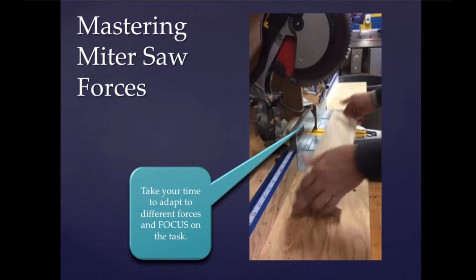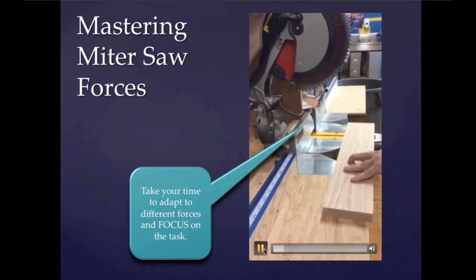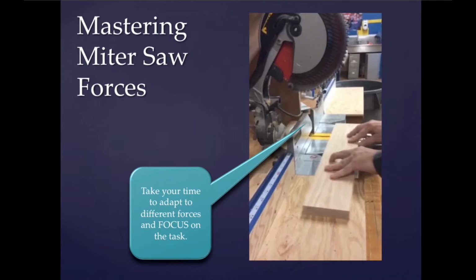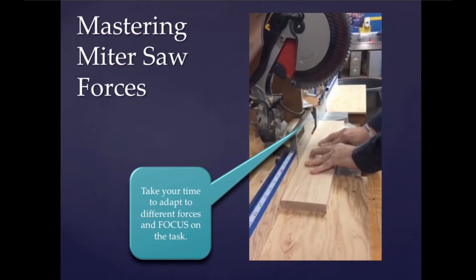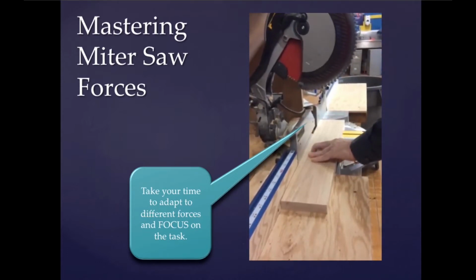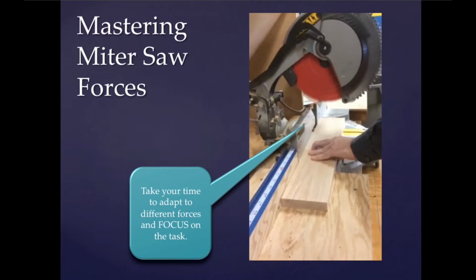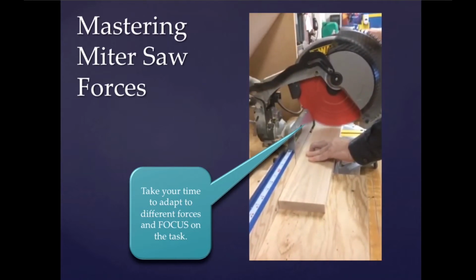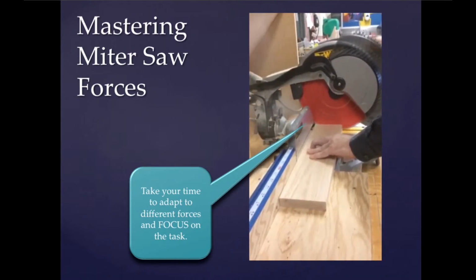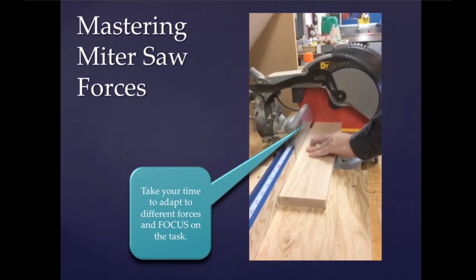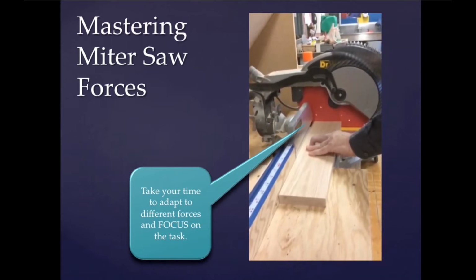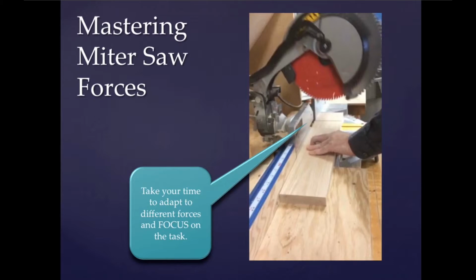Let's see how a master handles this. Remember that rough board that we had in the beginning? This is that same piece of red oak. See the kickback? Notice the blade is stopped before he pulls it back. Not the way that we saw the skill saw used in the beginning.